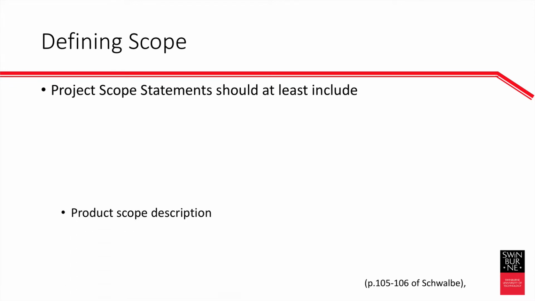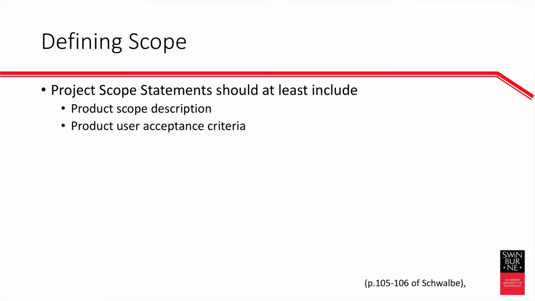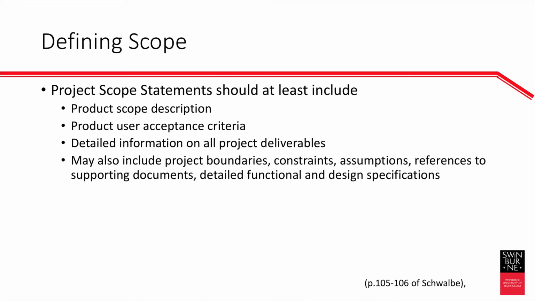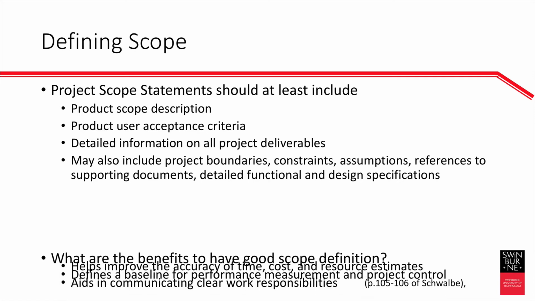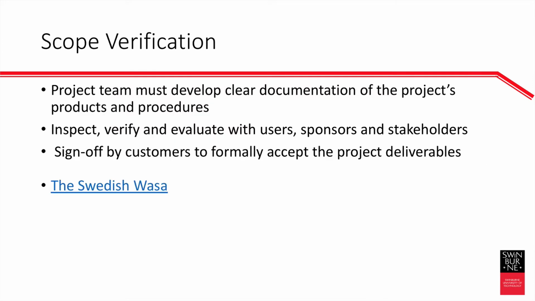So defining the scope should include a product scope definition, user acceptance criteria, and detailed information on all project deliverables. It may also include boundaries, constraints, assumptions, references to supporting documents, and functional and design specs. Having a good scope helps improve the accuracy of time, cost, and resource estimates. It defines a baseline for performance measurement and project control, and it aids in communicating clear work responsibility.